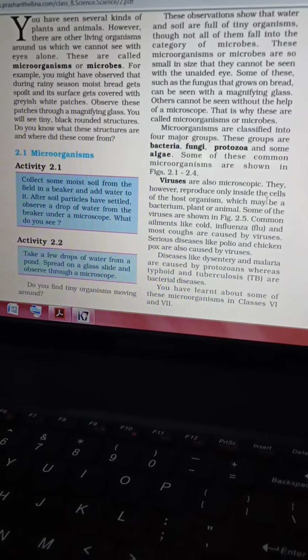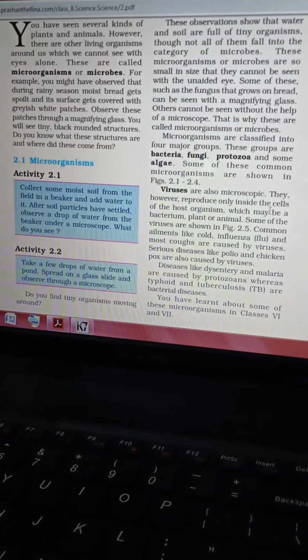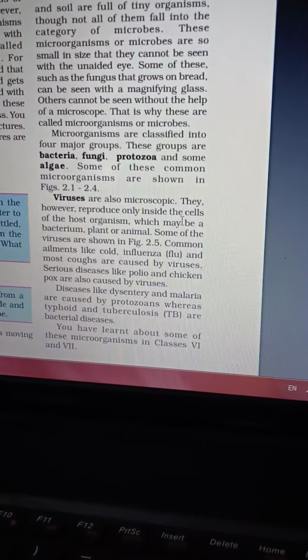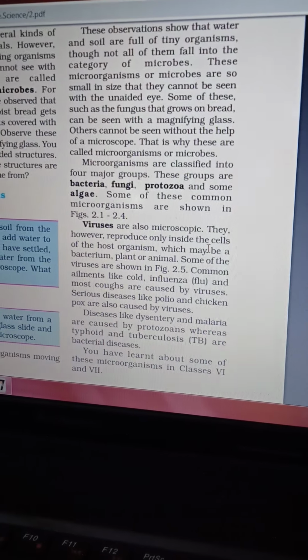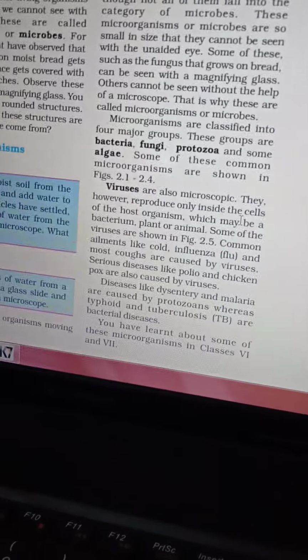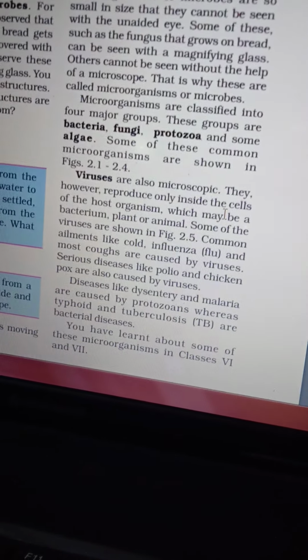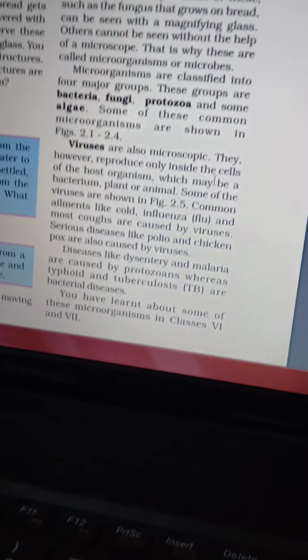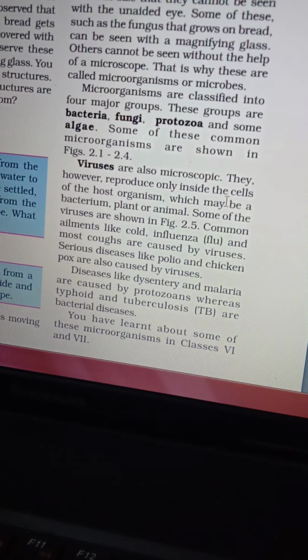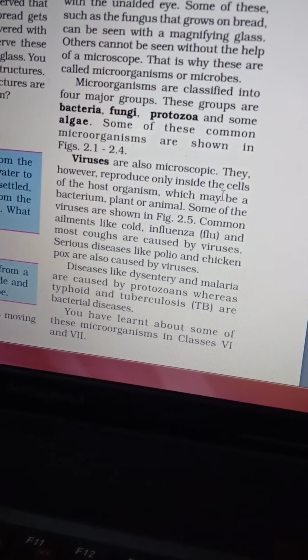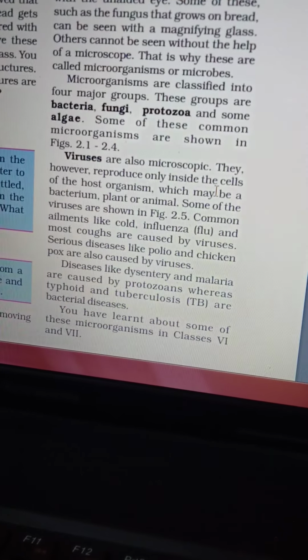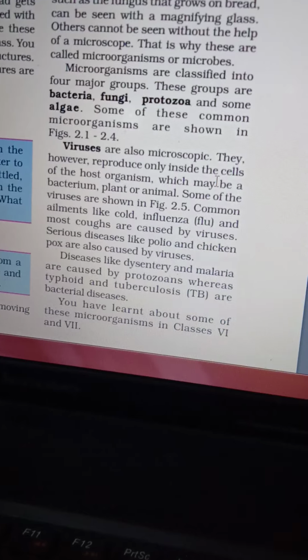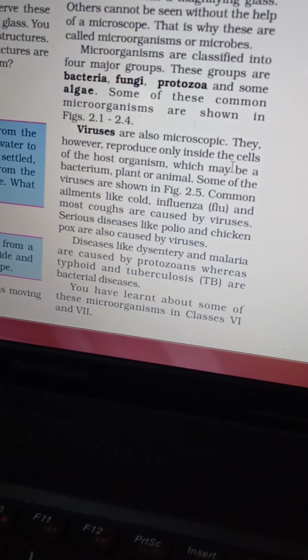And these microorganisms can be classified into four major categories or groups. These groups are bacteria, fungi, protozoa, and some algae. And all these microorganisms cause various diseases, sometimes beneficial roles also. And viruses, they don't come under these categories. They are also microscopic microorganisms. However, they reproduce inside a living cell. That is, they need a host cell, a living cell.